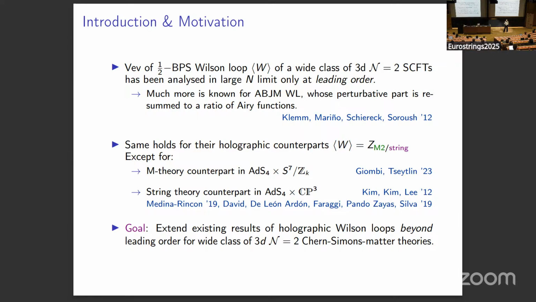So the goal of this work is to extend these existing results of the holographic Wilson loops. So on this side of the correspondence, we'll look at the M theory and string theory backgrounds beyond leading order. So we will look at one loop corrections, and we will do this for a wide class of 3D N=2 Chern-Simons matter theories.